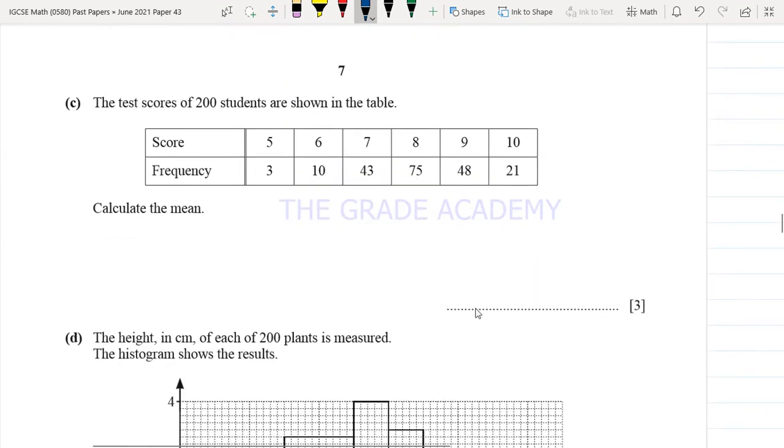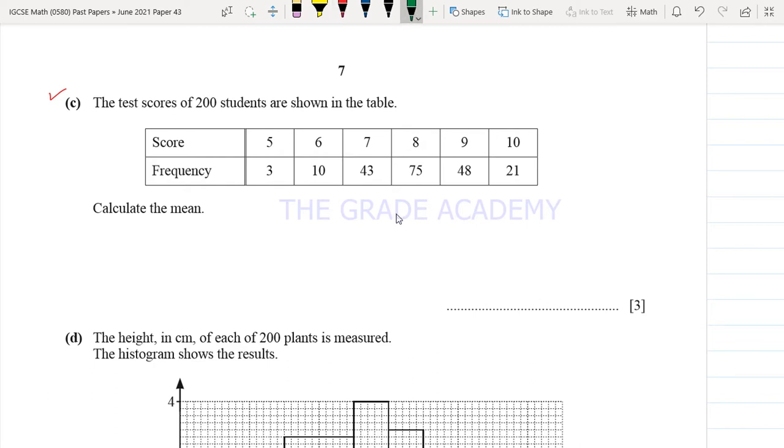So now we come to part C of the question. Here we are given a table of values. So these are the test scores of 200 students. Here 3 students got a score of 5, 10 students got a score of 6, and so on. And we have to calculate the mean of this data. So here we have a frequency table, and we have to calculate the mean.